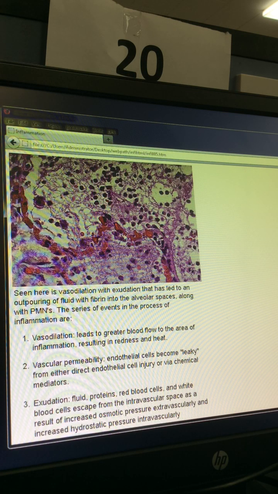Here we are in the alveolar space. What we can see is that the vascular spaces will be having the fibrin and the neutrophils, the white blood cells, and the RBC will be going from the vascular spaces into the extravascular spaces.